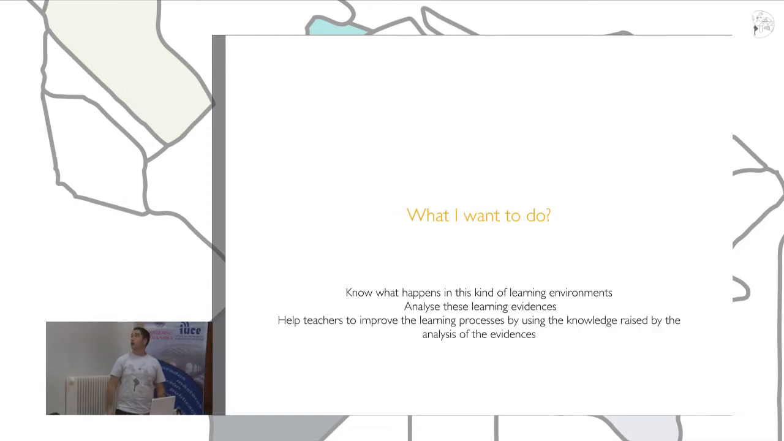Okay, what do I want to do with my PhD project? I want to know what happens in this kind of learning environment, in every learning environment. I want to analyze the learning evidence collected from this learning environment. I want to help teachers to improve the learning processes by using the knowledge raised by the analysis of the information.